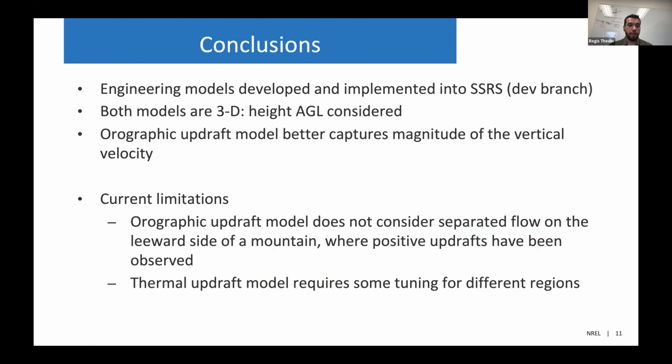That brings me to our conclusions. So far, we developed some engineering models in SSRS. Again, this is on the dev branch if you want to try it out. Both models are 3D, which sets the stage for our 3D SSRS coming in the future. Our updraft model for the orographic case better captures the magnitude as compared to the CFD data and experimental. In our limitations, we don't account for the separated flow on the leeward side of the hill, like I showed on that plot. And the thermal updraft still requires some tuning if you're going to a very different region.